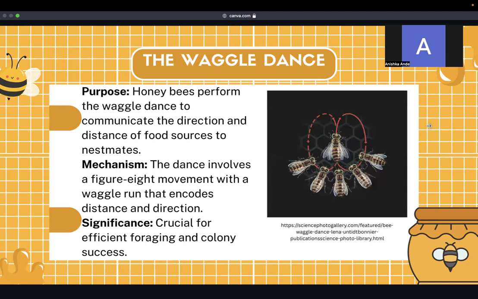So, just some background on the waggle dance. The purpose is that honeybees perform the waggle dance to communicate the direction and distance of food sources to nestmates. The dance involves a figure-8 movement with a waggle run that encodes distance and direction. The significance is that it is crucial for efficient foraging and colony success.